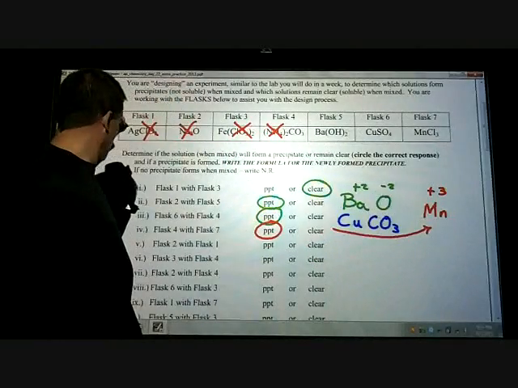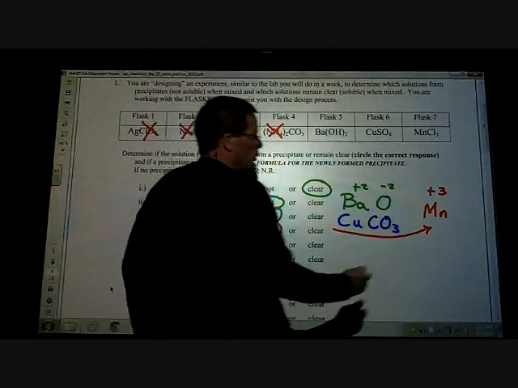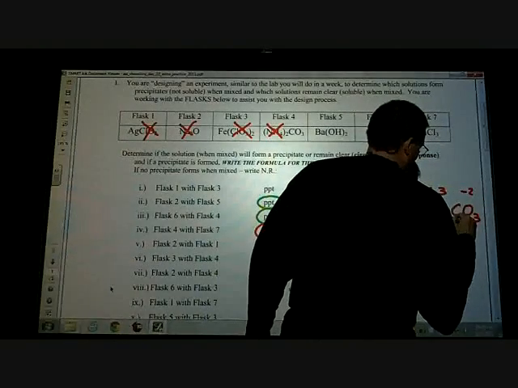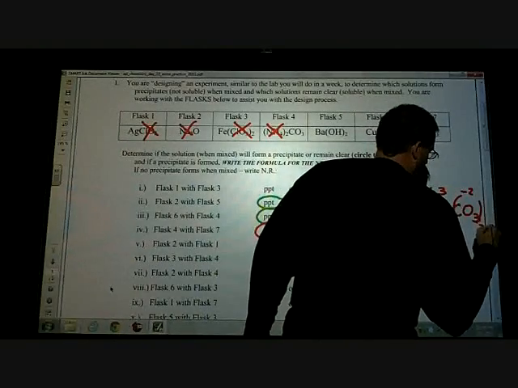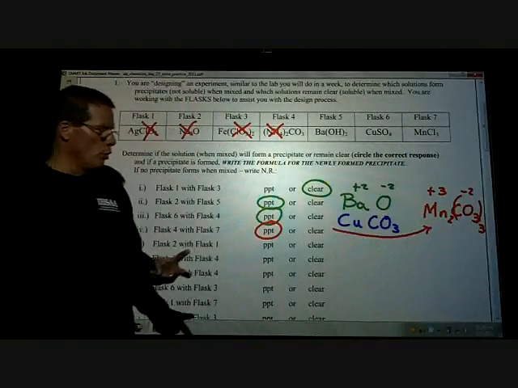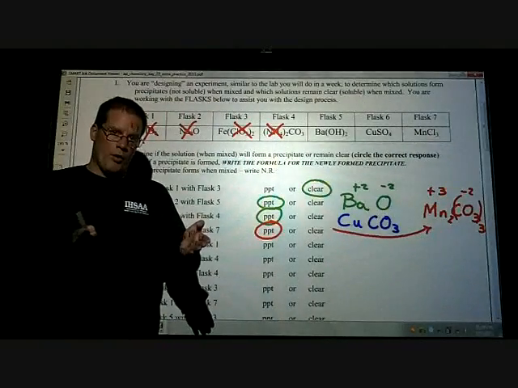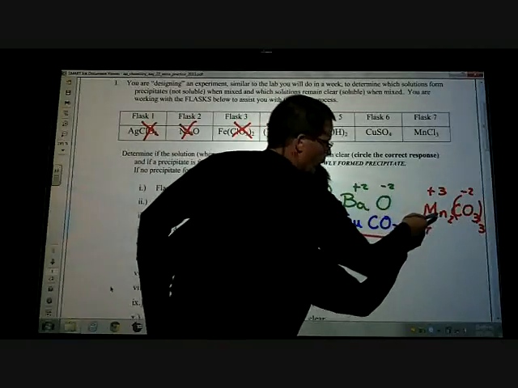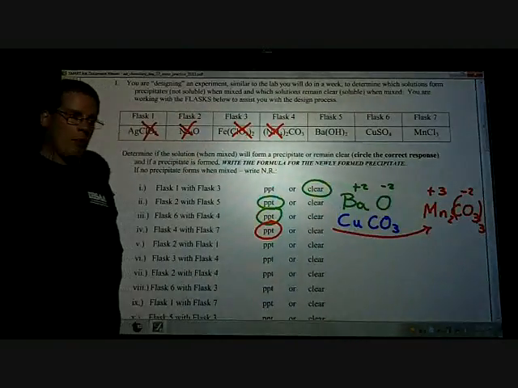And the carbonate, is it the right? Yeah, it has a -2 charge. So that means that we need 2 of those and 3 of those. So Mn2(CO3)3. So manganese with a charge of +3, carbonate.